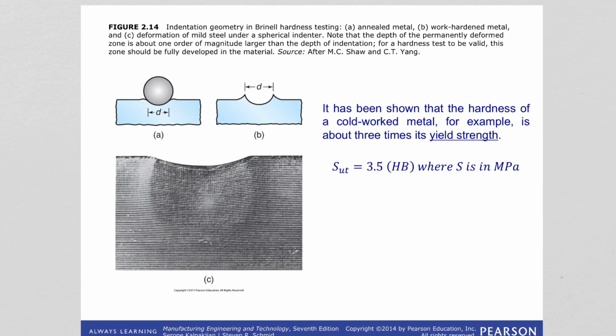Depending on the surface condition of the material tested, two types of impressions can develop. If it is an annealed metal, usually the impression has a rounded profile around its periphery. And in cold worked metals, it is like a sharp profile.